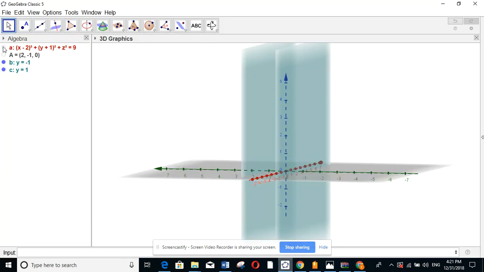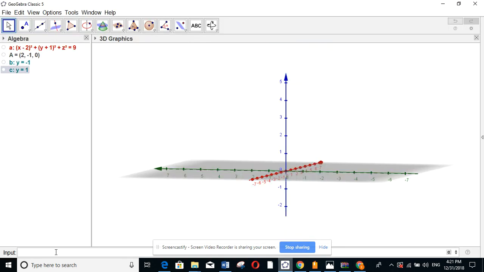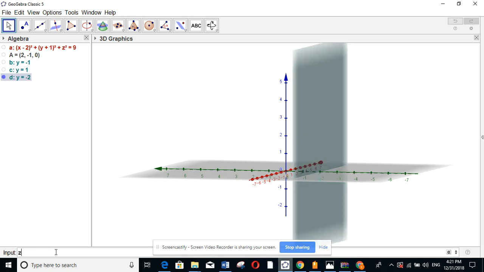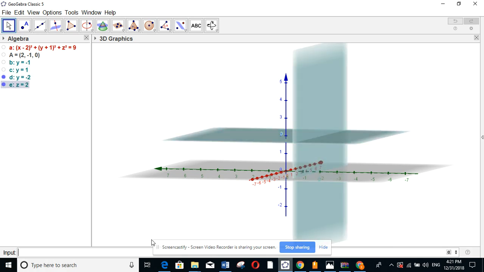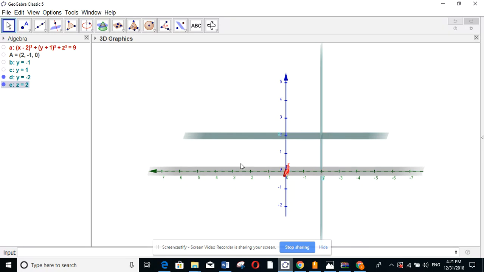Let us go to GeoGebra. Y equal -2 and z equal to 2. So the intersection, as you can see, is a line. This line is passing by which point? It's passing by the point 0, -2, 2.